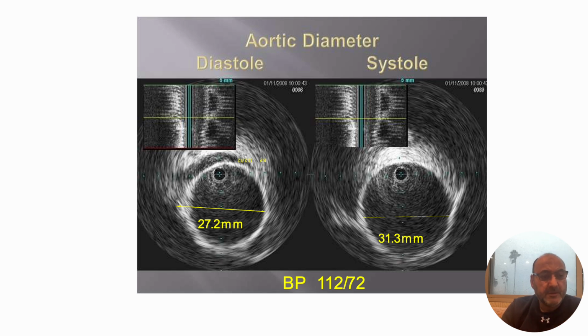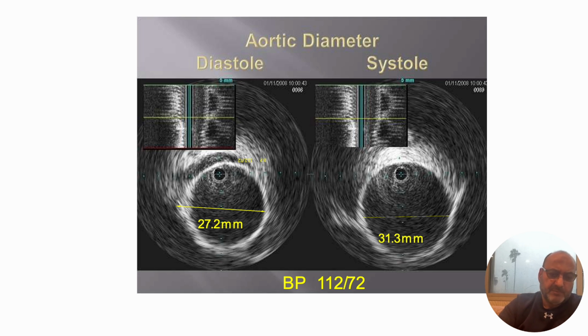So as you see on the left-hand side, the aortic diameter is 27.2 millimeters during diastole, and you see the innominate vein very, very clearly. At the time of systole, this diameter increases to 31.3 millimeters on IVUS, and you don't see the innominate vein anymore. This is within normal blood pressure. The systolic blood pressure is 112 over diastolic 72. So that just gives you one of the challenges: if you place a stent, sizing could be an issue as well.